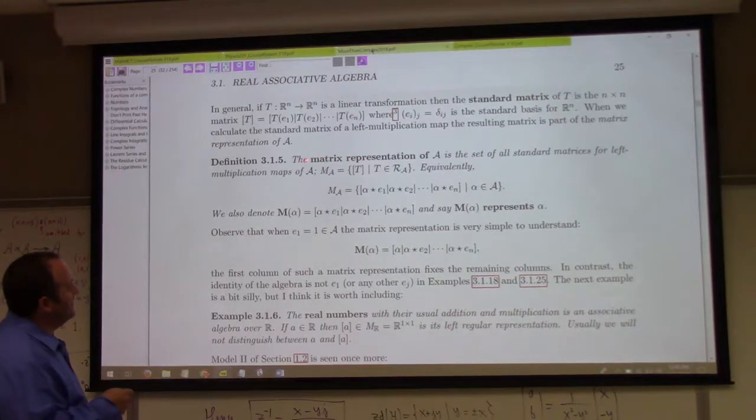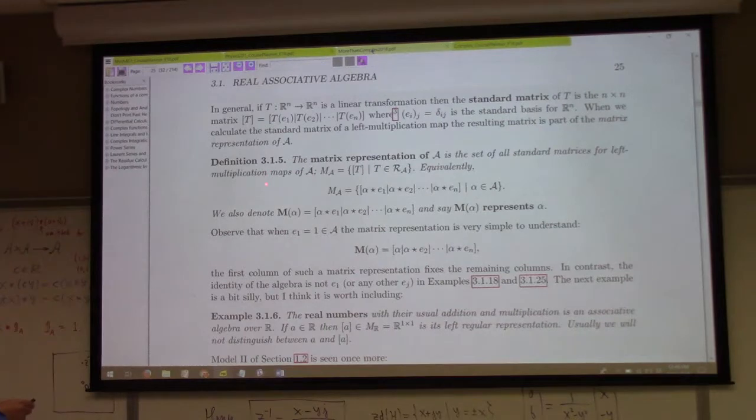Okay, so the matrix representation of A is, like I said, the set of all standard matrices for left multiplication maps. So M sub A is my notation. It's the standard matrix of T such that T is in RA, which is another way of saying that T is a left multiplication map. So now, specifically, what you're going to do to calculate the left representation of a typical element in there is take alpha times E1, alpha times E2, through alpha times En. That is the representation of the number.